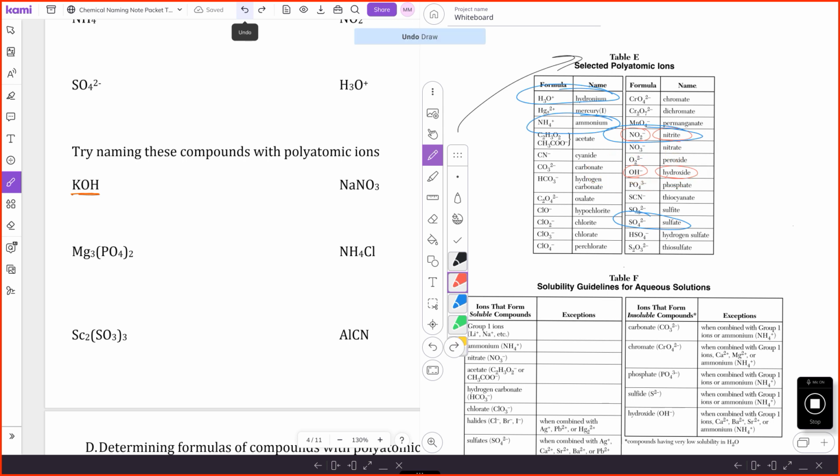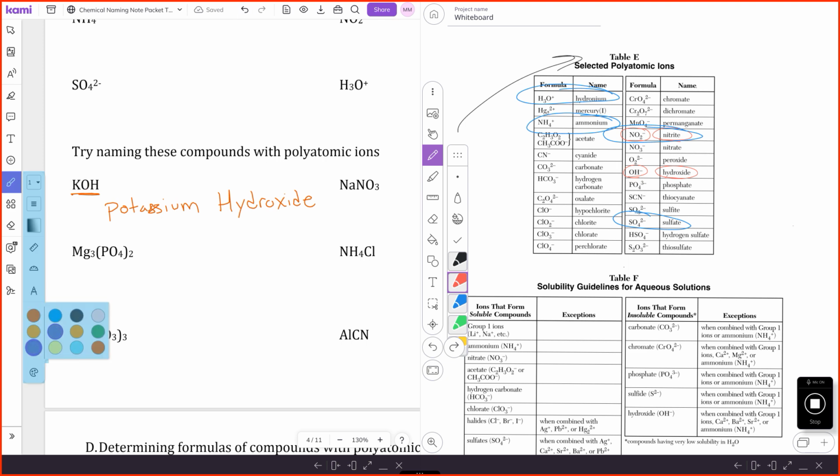So our naming is exactly as it was before. K is called potassium, and we never changed the name of the metal, we just leave it as potassium. And since that part comes off of table E, we just name it potassium hydroxide. It is that straightforward. Let's do another one.